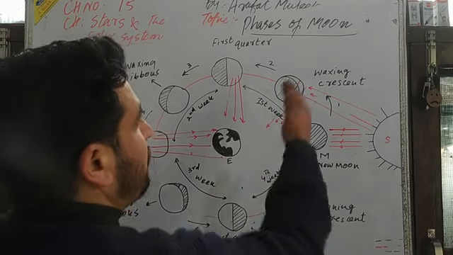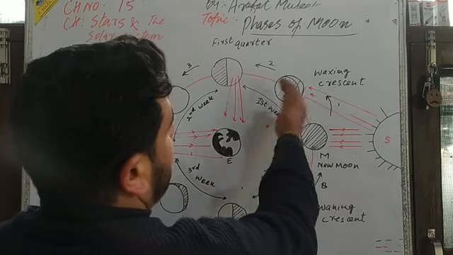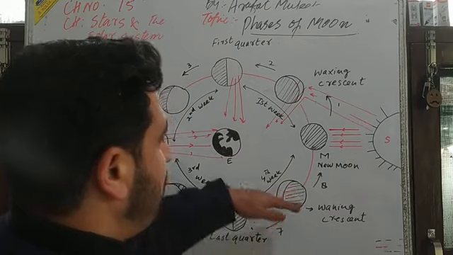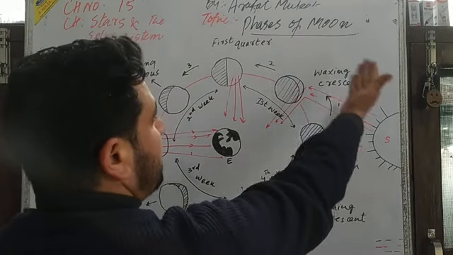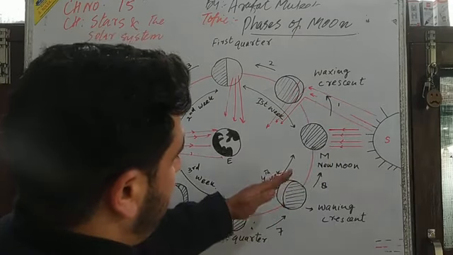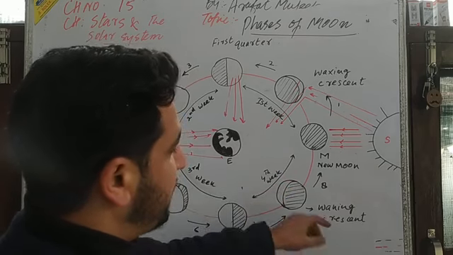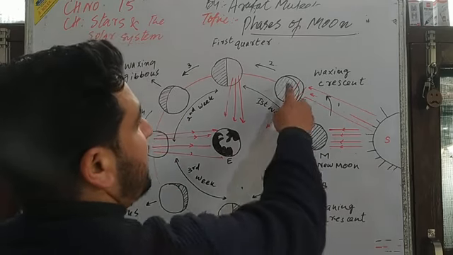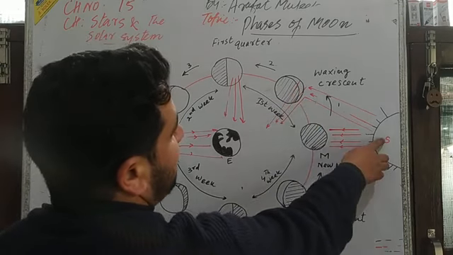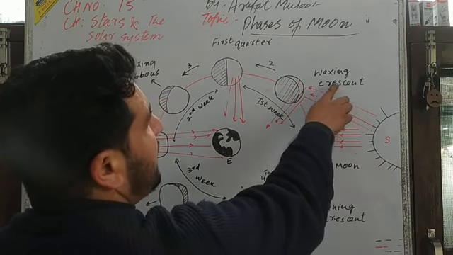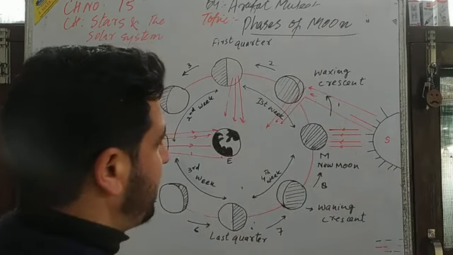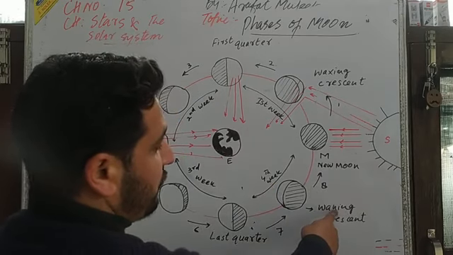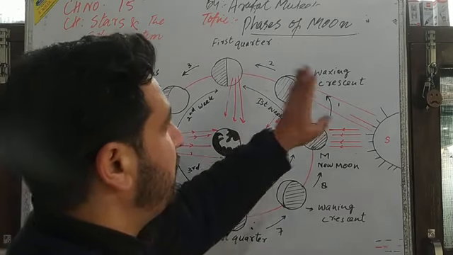See here the crescent, here it is convex towards the right. Here it is convex towards the left. Here it is convex towards the right. Here in the waning crescent, the concave convex is towards the left. That means we can say here it is towards the sun. This is convex in face, and towards the sun this is concave in face. This concave face is known as the waning crescent, and this is known as the waxing crescent.